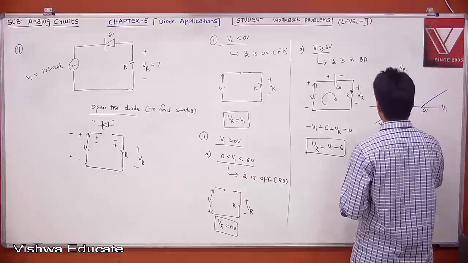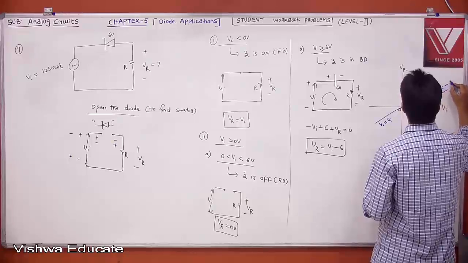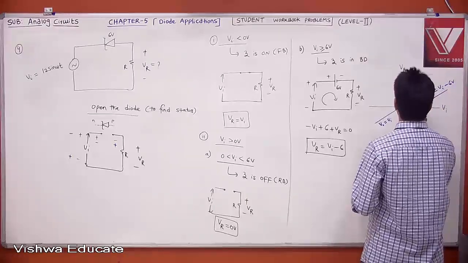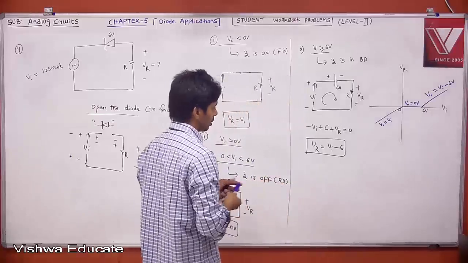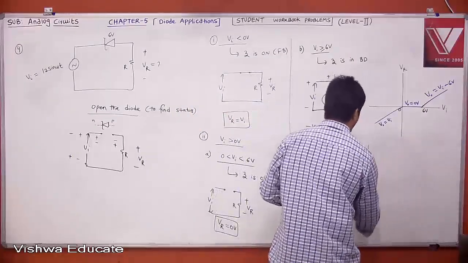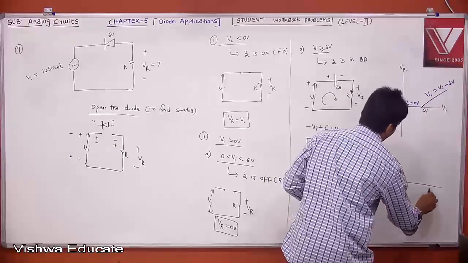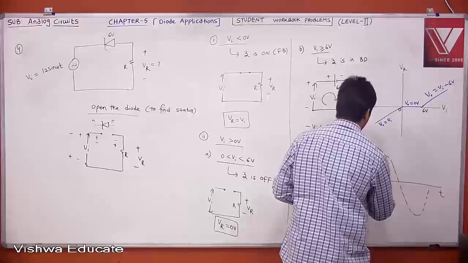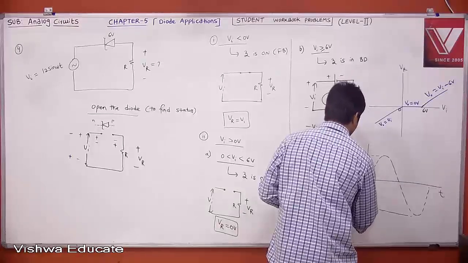Therefore, this is nothing but V0 is equal to VI. Here V0 is equal to VI minus 6, and here V0 is equal to 0 volt. Once you know this, if you have a sine wave given with 24 volt peak to peak, this is the sine wave for all the problems, same thing. This is 12 volt, and this is minus 12 volt. That is what is given.